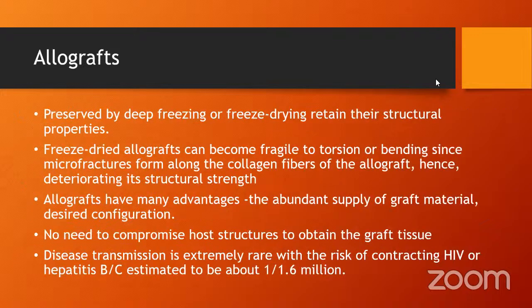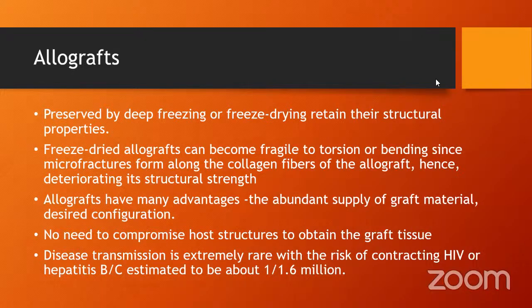There are a lot of ways to process allograft. I'm not going to detail how the allograft is harvested because the bone bank is a separate topic. Allograft is preserved by deep freezing and pre-drying, which retain their structural properties. Pre-dried allograft can become fragile to torsion or bending forces along the collagen fibers, hence deteriorating its mechanical strength. There are various methods of harvesting as well as processing the graft, and these processing techniques will reduce the osteogenic property of the allografts. We should keep this in mind.